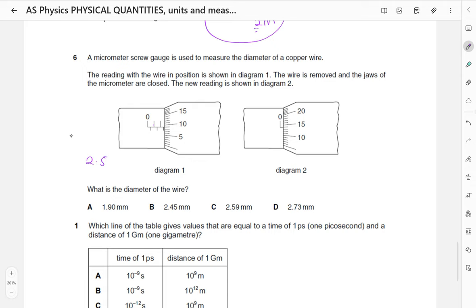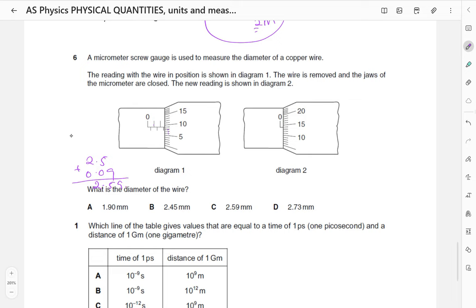2.5 on the main scale plus 0. Here we have 5, 6, 7, 8, 9. So that is 9 over 100 to become 0.09. So this is 0.09. So we sum this up. The main scale is giving us 2.59. That is when the wire is in position.